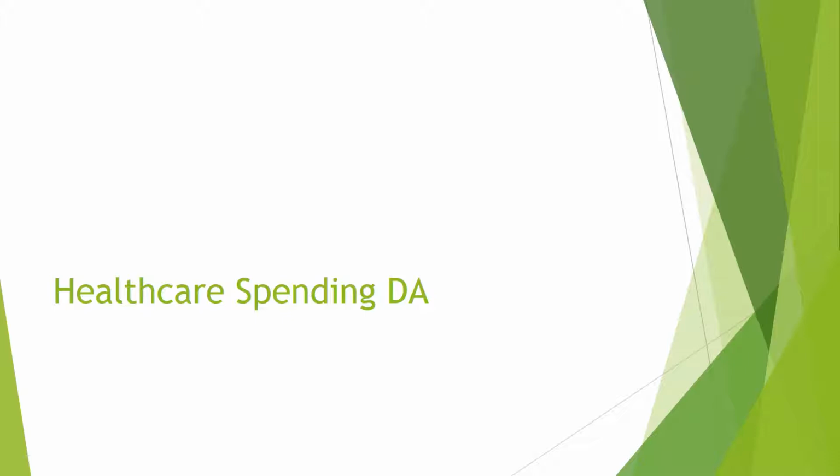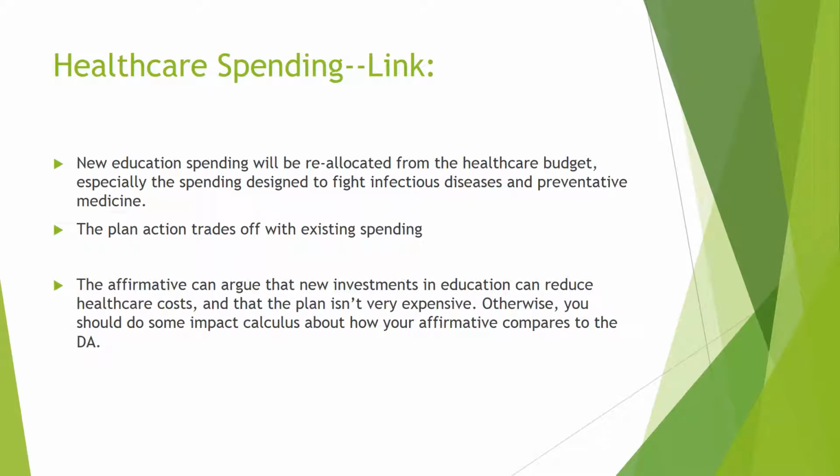Next, let's talk about the healthcare spending disadvantage. First, the link. This is the best place to contest this scenario. They will say that new education spending will be reallocated away from the healthcare budget. The affirmative can argue that new investments in education can reduce healthcare costs and that the plan isn't very expensive. Otherwise, it's important to do some impact calculus about how your affirmative compares with the disadvantage.